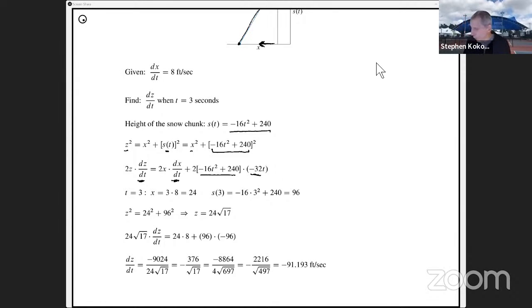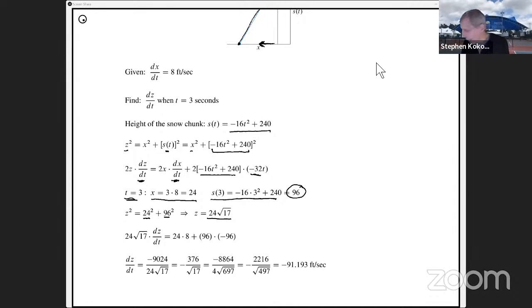All right. I've got to plug in for all of these variables some values that I have known. We know that t is equal to 3. When t is equal to 3, we know that x is equal to 24, right? Because this person was running at a rate of 8 feet per second. So their distance would be 24 feet. And the height of the snow chunk, I'm going to use that expression for s of t. It's going to be 96. Well, this one doesn't work out quite as nicely as problem number 1. I've got to find a value for z. Let's see, using x and y squared, the height of the snow chunk, I think it works out that z is 24 square roots of 17.